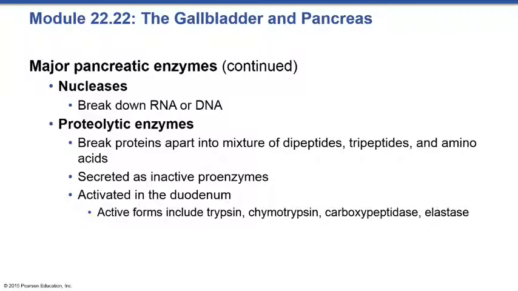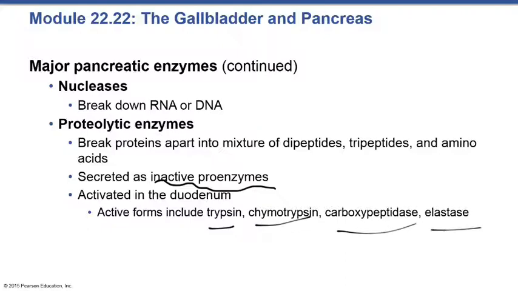Now, these proteolytic enzymes that are going to break down proteins are released as inactive proenzymes. If these enzymes were active in the pancreas, they would be breaking down the pancreas itself. And so we want to wait for them to be released and then for these enzymes to be activated. We talked about this before: fibrinogen becoming fibrin, or pepsinogen becoming pepsin. It's the same idea. And the enzymes here are trypsin, chymotrypsin, carboxypeptidase, and elastase.